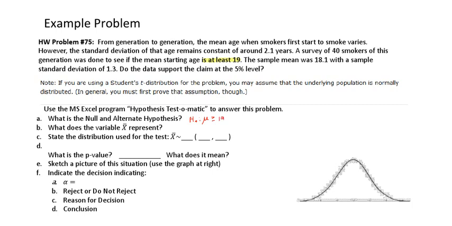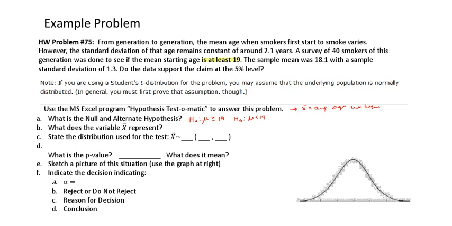Now, what we're really saying right here is that we're looking at the average, the average age at which we begin smoking. So our alternate hypothesis, HA, is going to be that the mean age is less than 19. Now, let's use this information right here and discuss this using Excel.